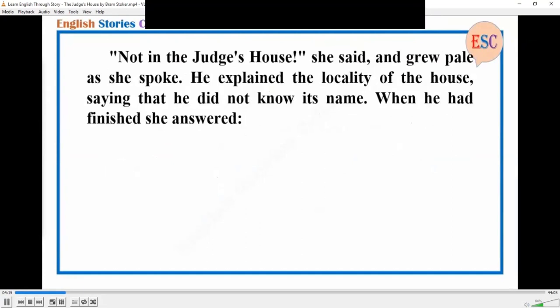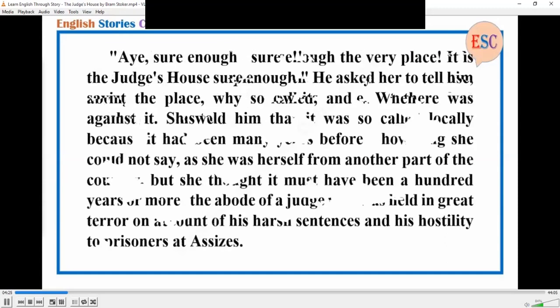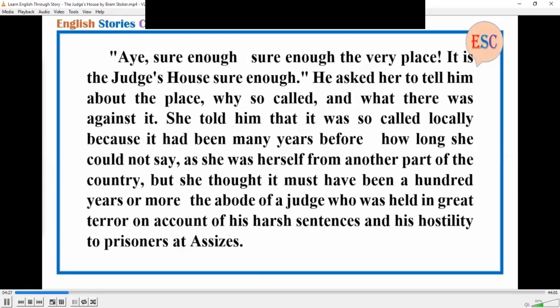"Not in the judge's house," she said, and grew pale as she spoke. He explained the locality of the house, saying that he did not know its name. When he had finished, she answered, "Aye, sure enough, the very place. It is the judge's house, sure enough."